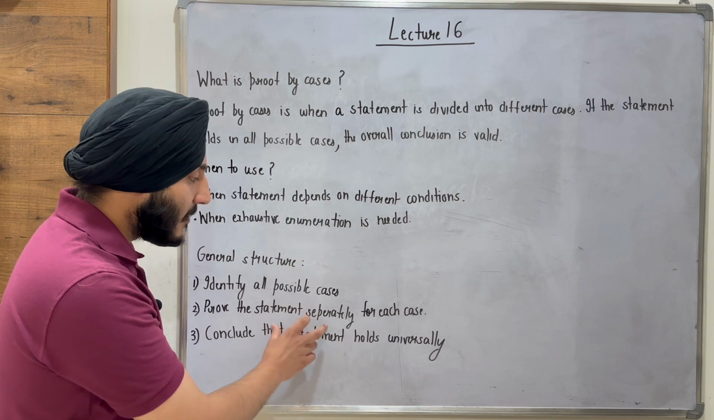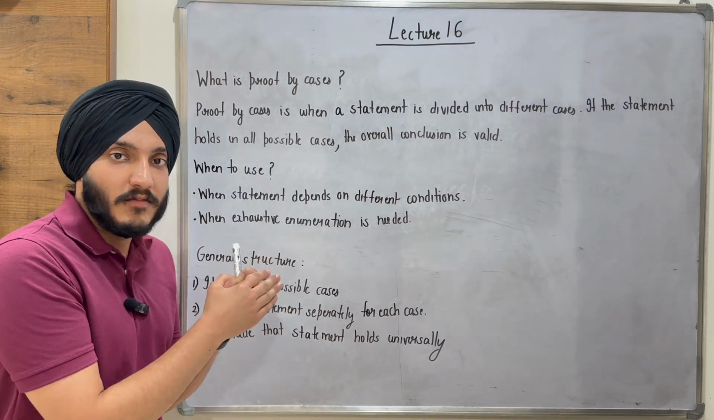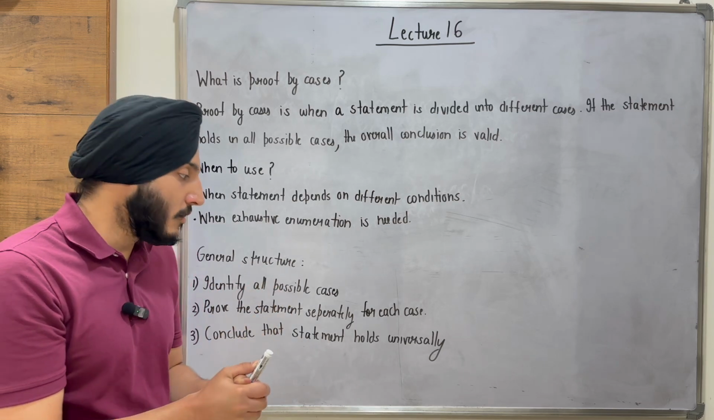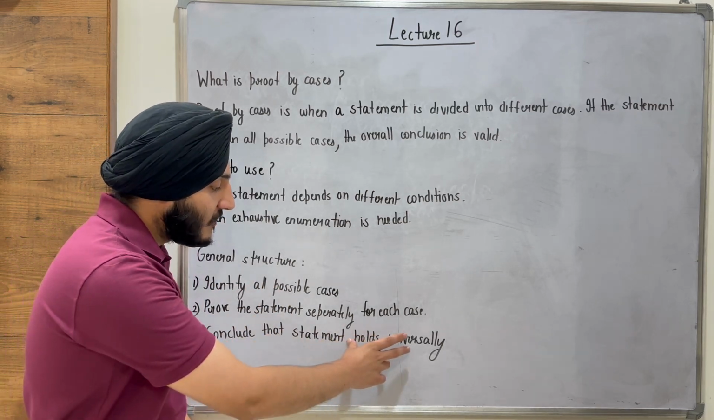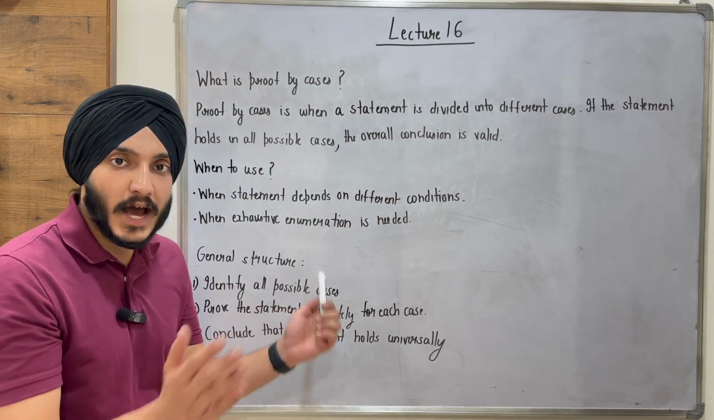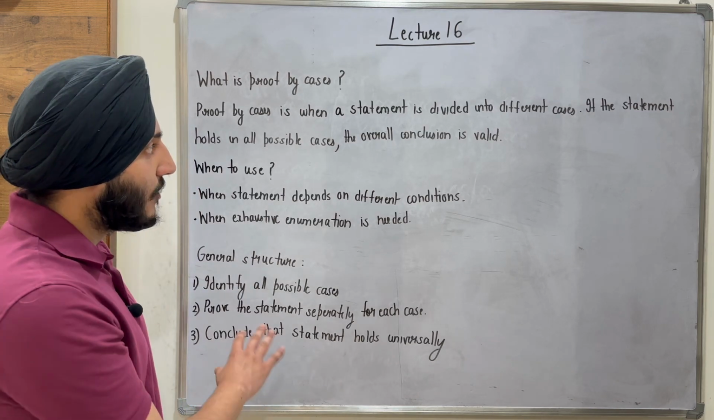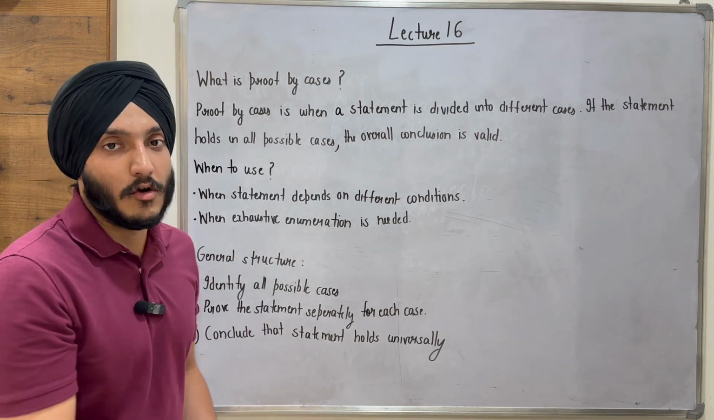Then prove the statement separately for each of the cases. So I need to prove it for when the numbers are odd or when the numbers are even. And then finally conclude that the statement holds universally. Universally here means that it holds for the entire thing that we were trying to prove. Okay, now let's take a look at two different examples and I think it will make things a lot clearer.